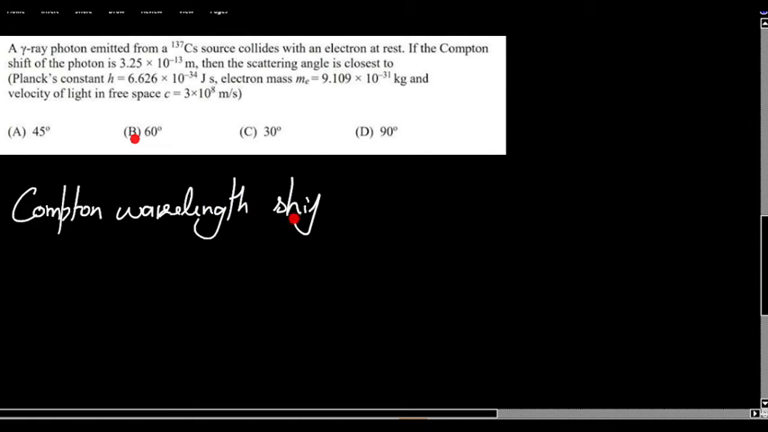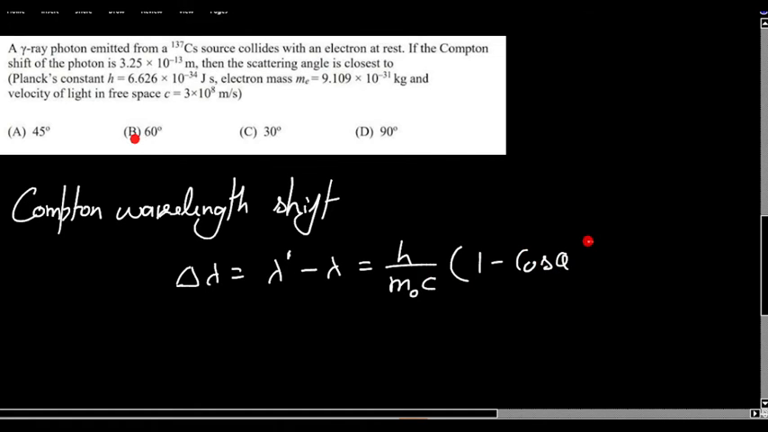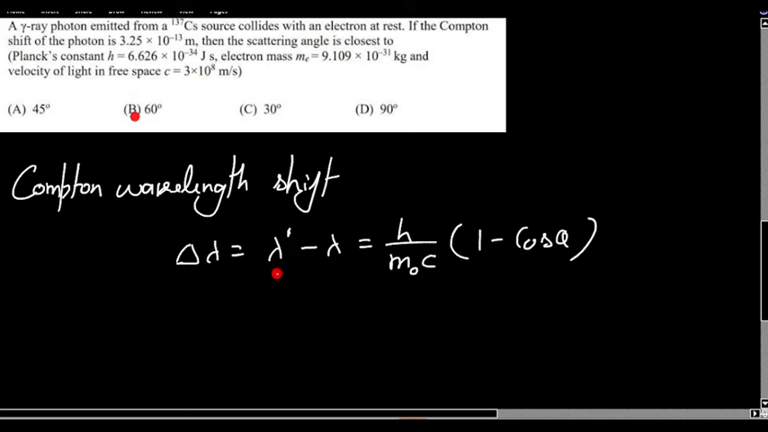And for this, you have to know the formula. It is simple. Change in the wavelength is equal to h by m naught c into 1 minus cos theta. Here lambda dash is the wavelength of the scattered photon, lambda is the wavelength of the incident photon, h is the Planck constant, m naught is the rest mass of the electron. Okay, remember it. That's very important. And c is the speed of light.